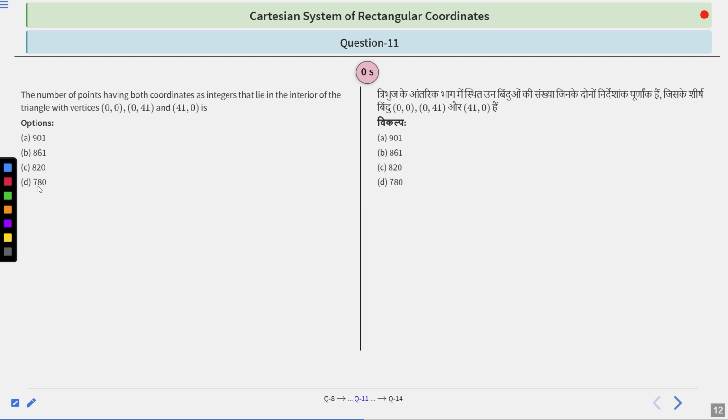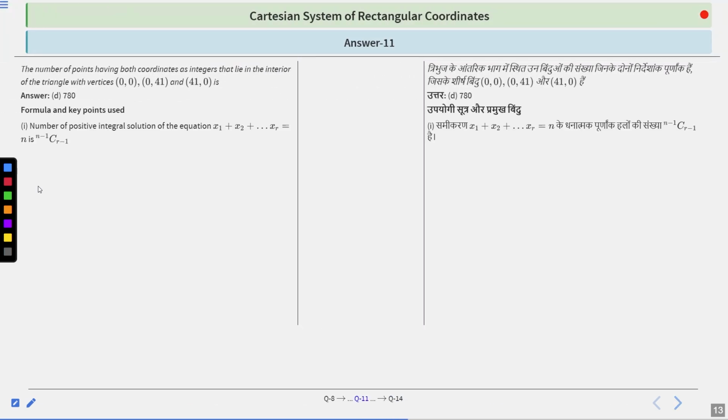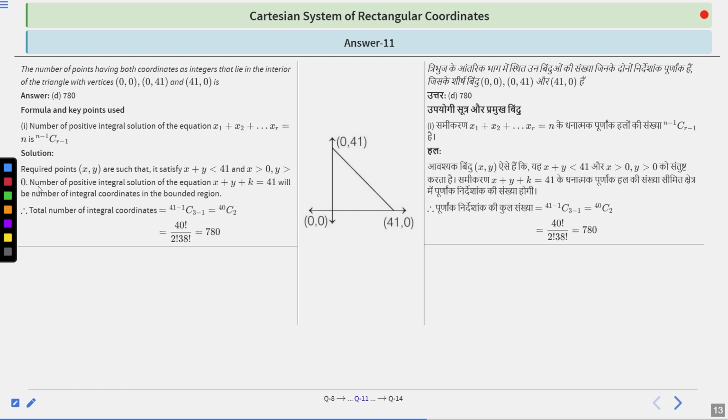Okay, let's move to the solution part. The formula and key points we will use in this question: the number of positive integral solutions of the equation x1 plus x2 till xr is equal to n is n minus 1 C r minus 1. Clear? Next, let us see the solution.